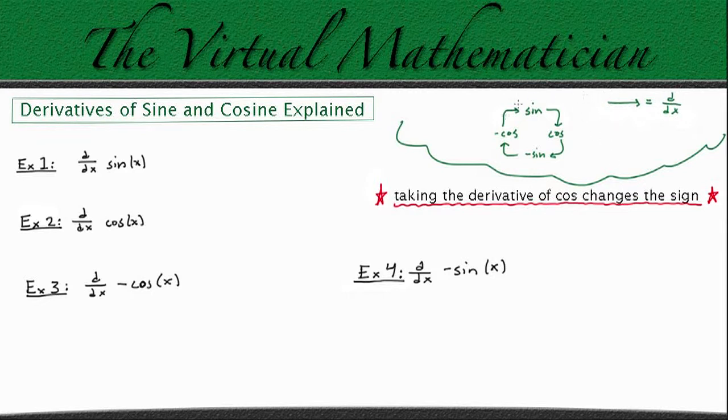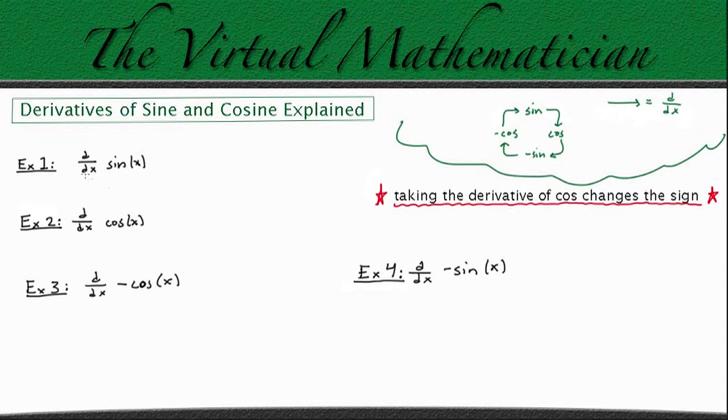So we can just remember this graphic here, or we can remember that whenever we take the derivative of cosine, our sign changes. So that's why in this circle here, when we take the derivative of positive cosine, we get negative sine. And when we take the derivative of negative cosine, we get positive sine. Okay, so now let's look at some examples.